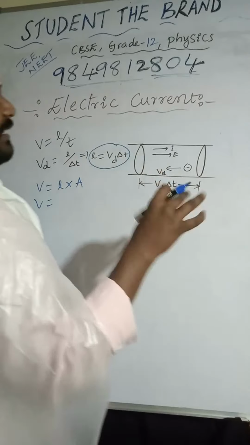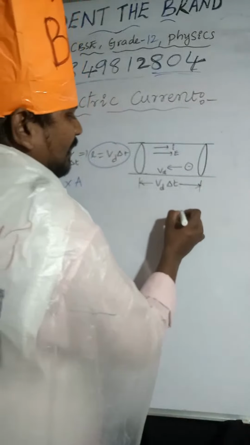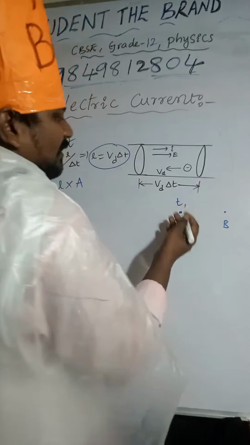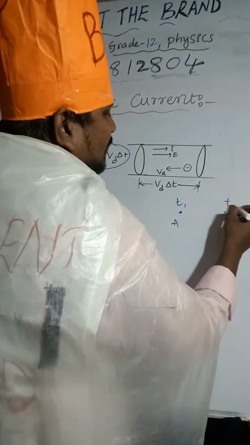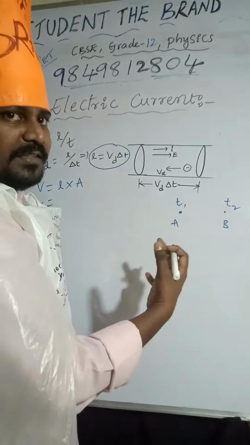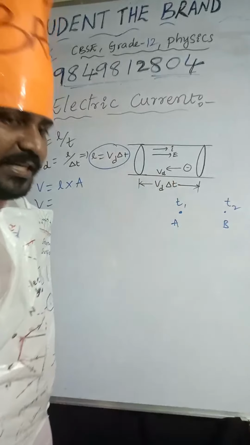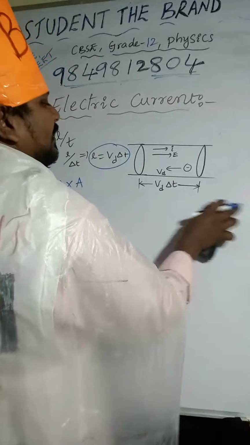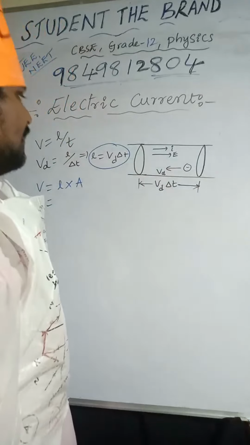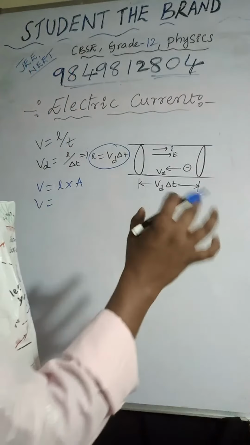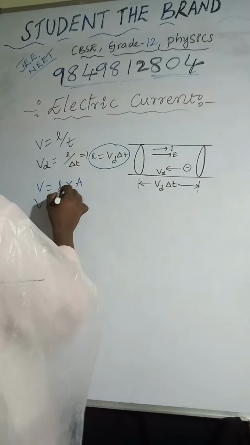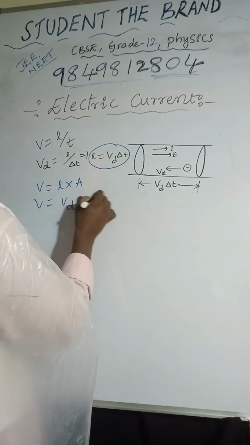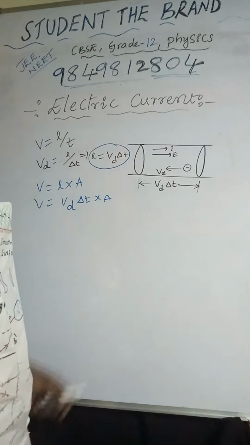Delta is nothing but change in interval. Like if you take a certain temperature initially, and after moving there is another temperature, the change in temperature is called delta. Similarly it can be change in velocity, acceleration, time or speed, any physical quantity. That's why we say delta. So the volume is L into A, that is VD into delta t into A.